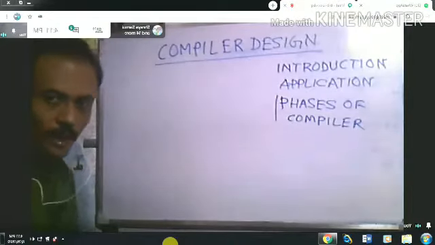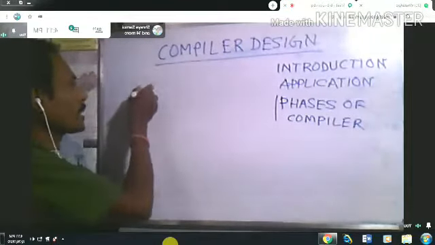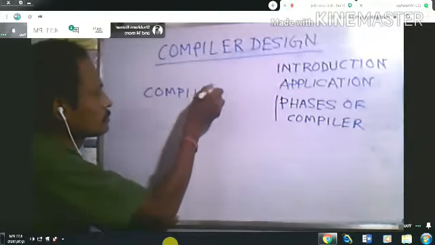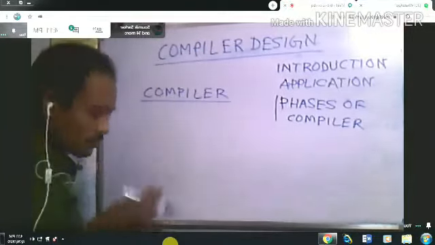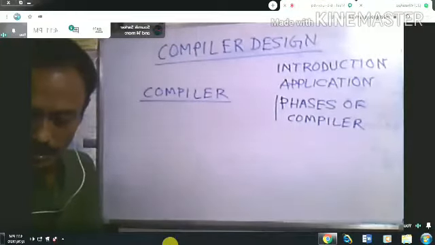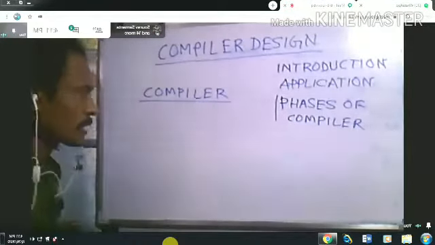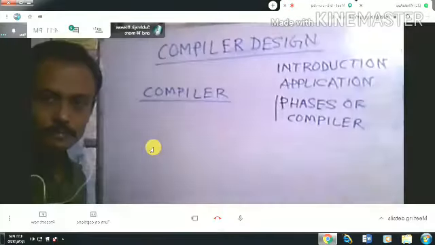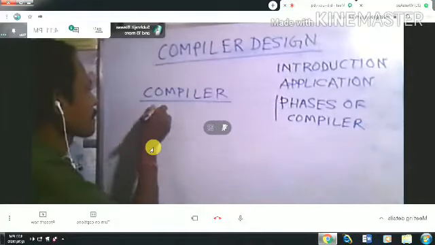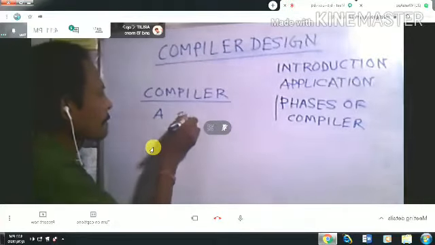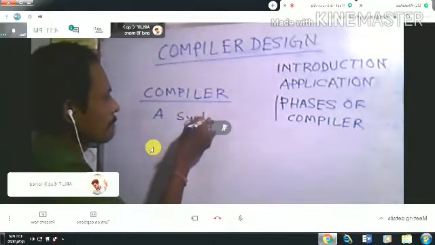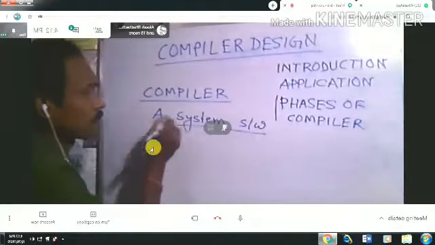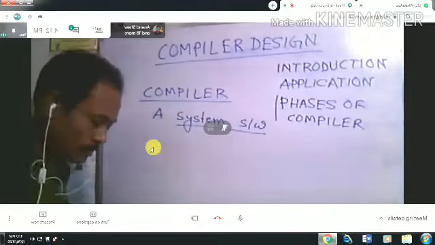So if you ask what a compiler is, and you write the definition of the compiler, then we can say it's a system software. First of all, the compiler is a system software.